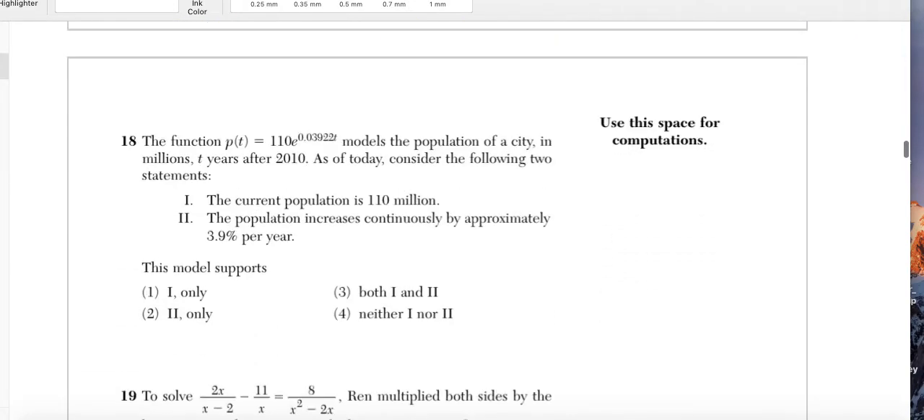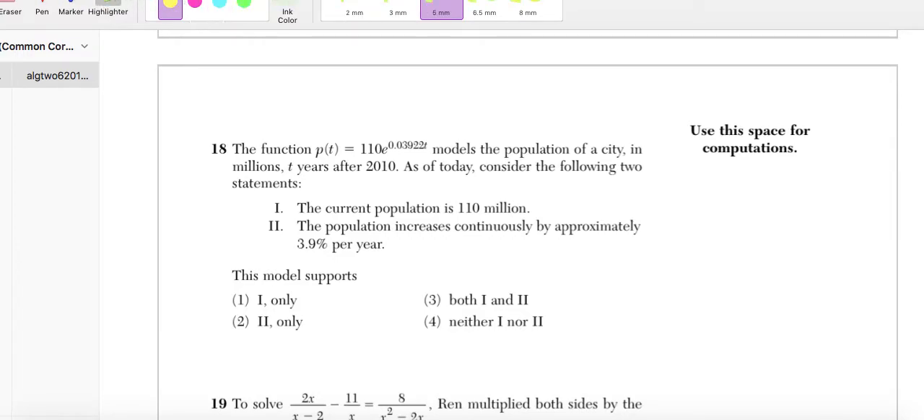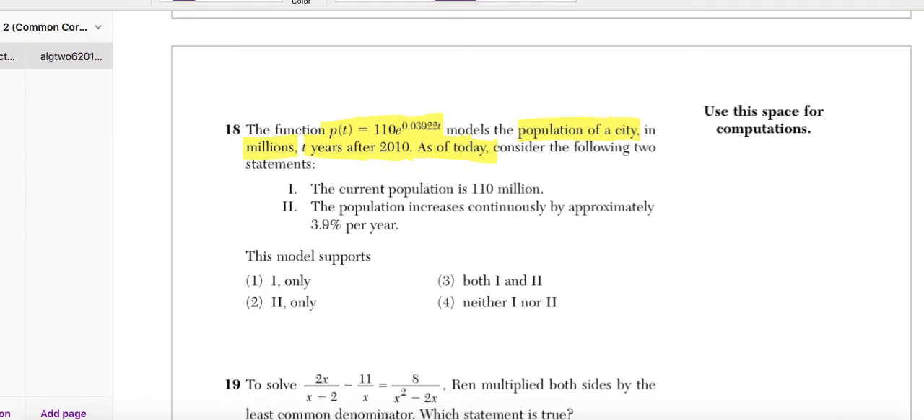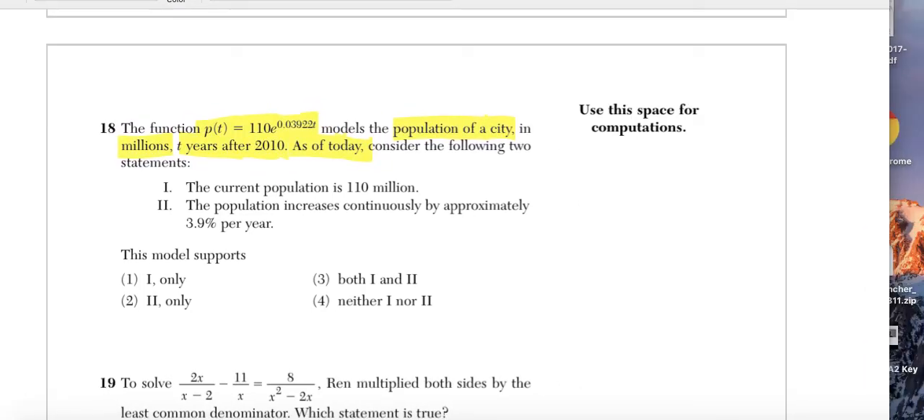So now next question, number 18. The function P of t equals 110 times e to the power, remember, e is not a variable. e is an irrational number, right? It's called Euler's number, I believe, or the natural number. So the function P of t equals 110 times e to the all that times t models the population of a city in millions t years after 2010. As of today, consider the two statements. Okay, before I do that, let's make sure we get that clear. P of t is the population in millions. What that means is that if P of t equals 1, the population is not 1.